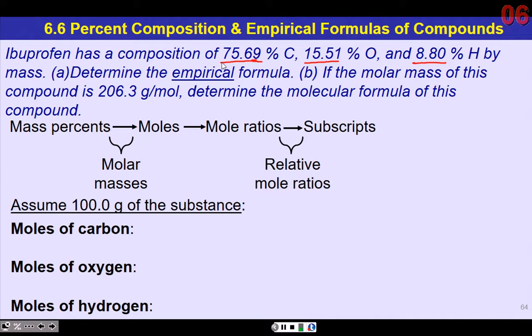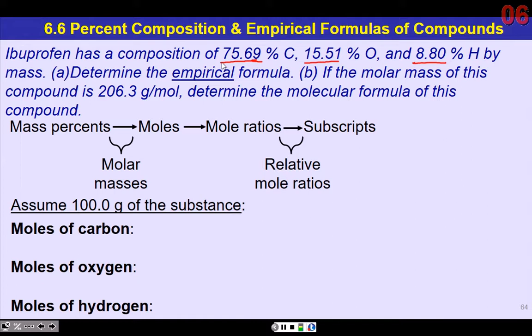First we're asked to come up with an empirical formula. And once we've done that, given the molar mass of 206.3 grams per mole, we'll figure out, secondly, but not on this screen, the molecular formula for the compound. So again, we'll use the mass percents provided in the question, with molar masses, to come up with the moles of each substance in 100 grams of the compound.